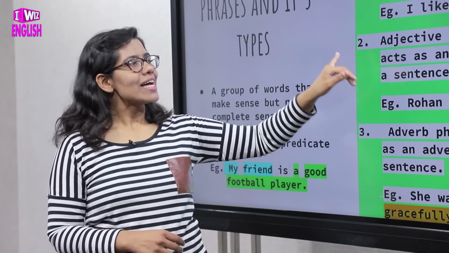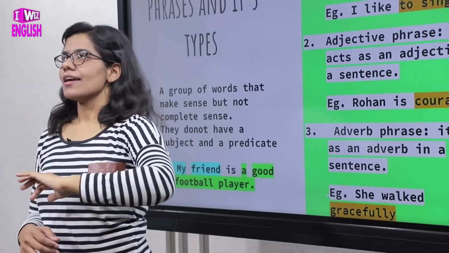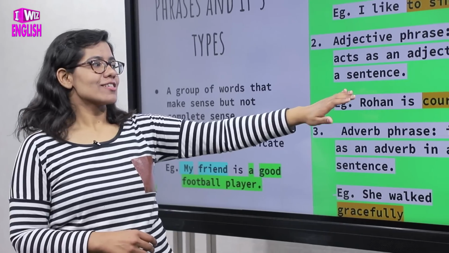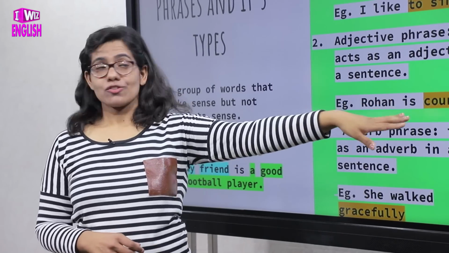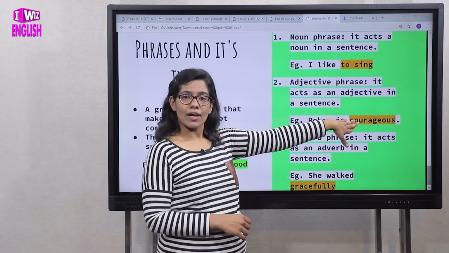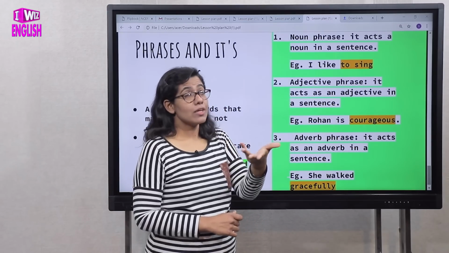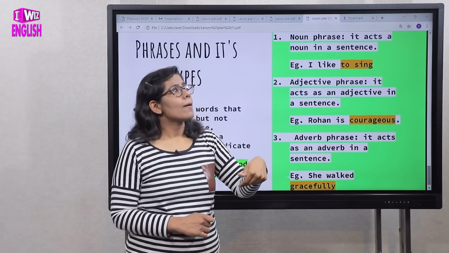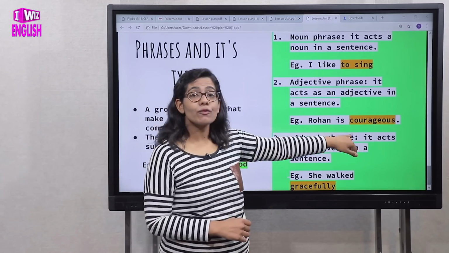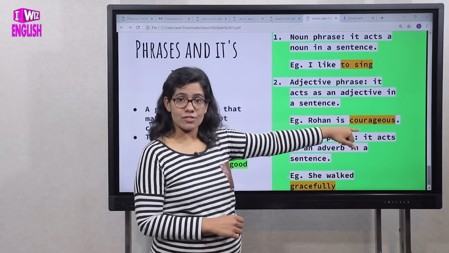Next we have adjective phrase. In this case, your phrase will act as an adjective in a sentence. Rohan is courageous. So here courageous is your adjective phrase, right? We can use this also. That's a beautiful sight. That's an exclamatory sentence, but beautiful can be your adjective phrase, right?